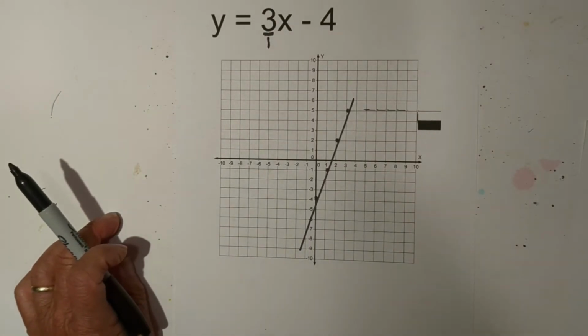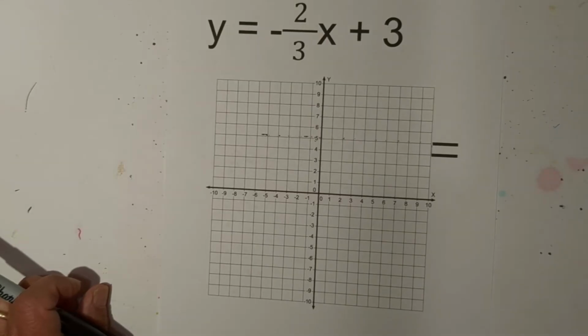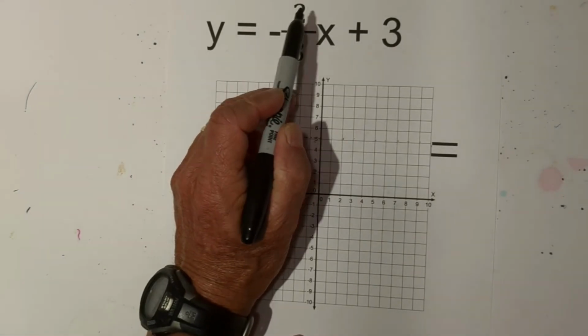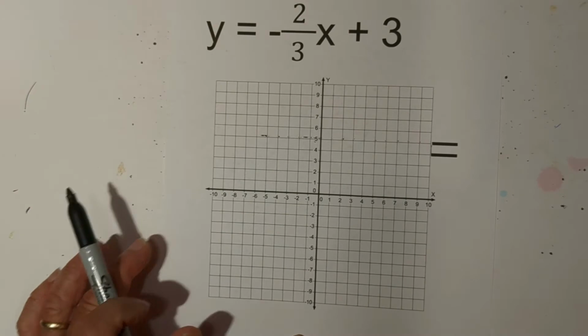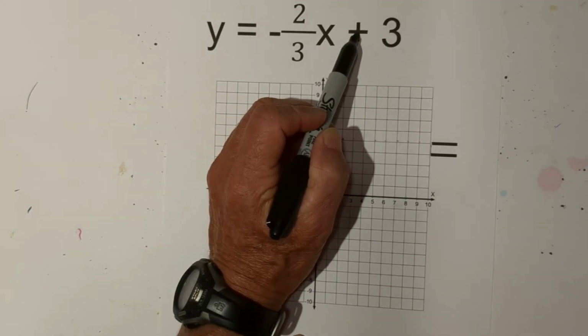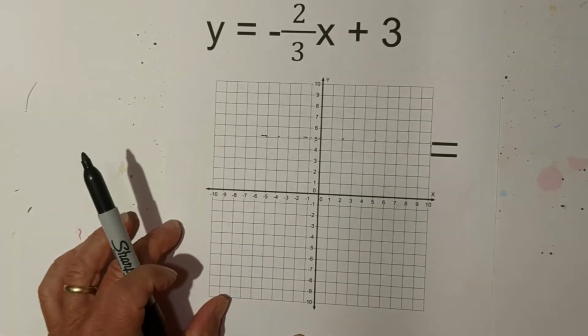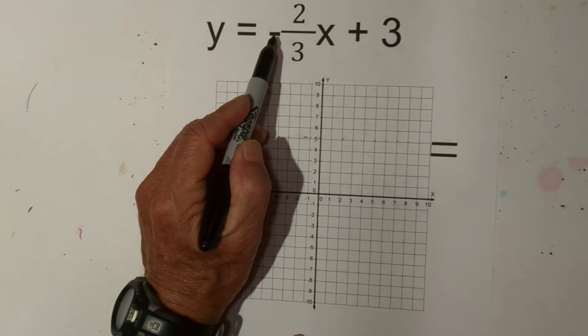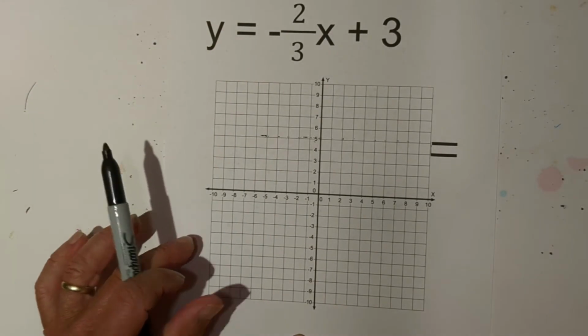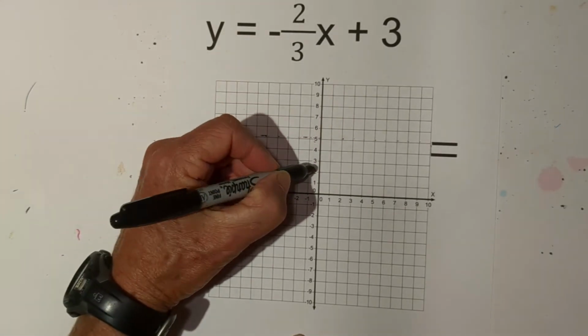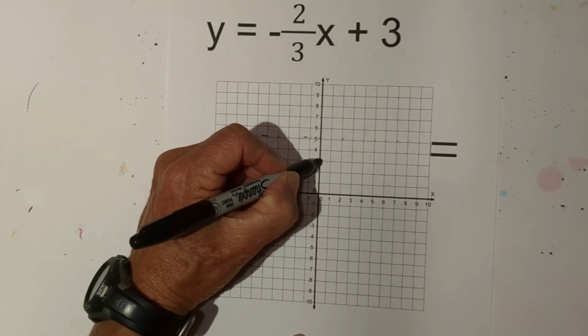Let's look at another example. Okay, again, we have our slope, we have our y-intercept. This time we have a positive y-intercept of 3, but we have a fraction here. So let's look at what we do, and it's also negative. So let's begin with the y-intercept, which is 3, okay?